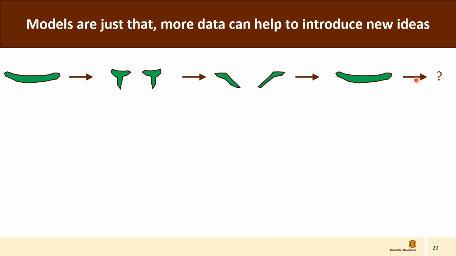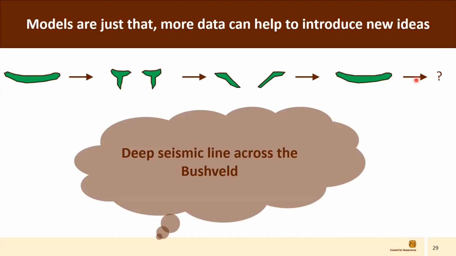Obviously, if we get more data, not just more gravity or magnetics, but other types of data that can tell us different things about the Bushveld, it can help us to really improve our understanding of it. And here I'm just thinking of how nice it would be if we had a deep seismic line across the Bushveld, but that is just a hope for maybe somewhere in the future. I don't know. But this is my story. Thank you.